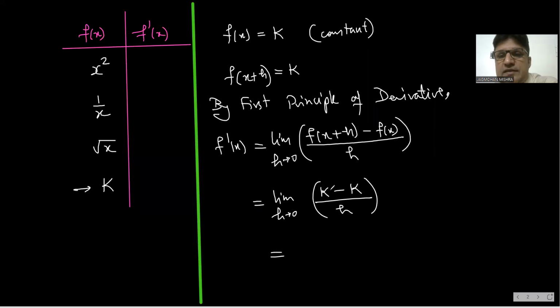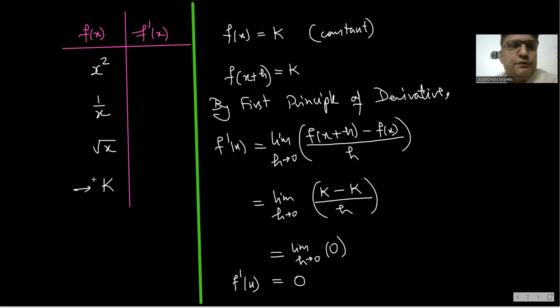What is k minus k? 0 upon h. What is 0 upon h? It is 0. So limit h tends to 0 of 0 upon h is 0. When h is approaching 0, what number will 0 approach? 0 will remain 0. So you got 0. What is f dash x? 0. So my dear students, what we just got is that the derivative of k, the constant, with respect to x is 0.